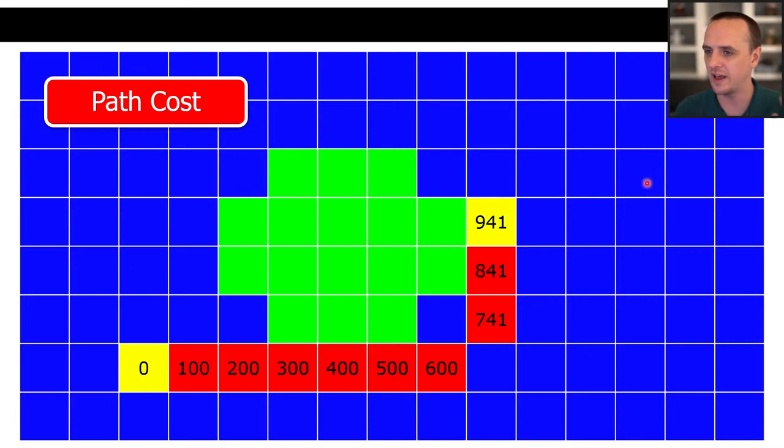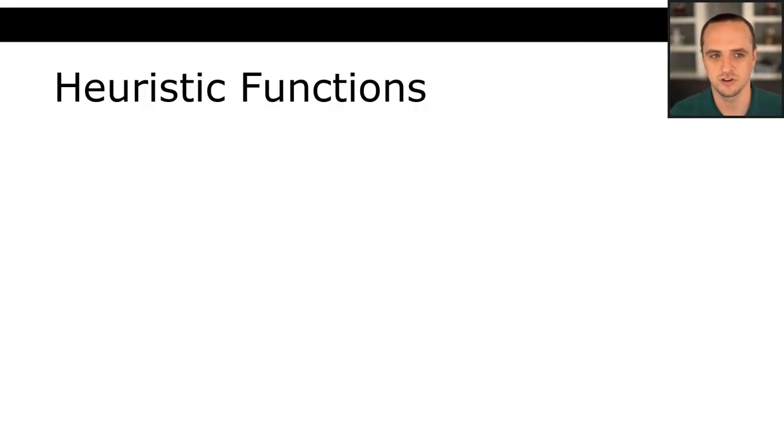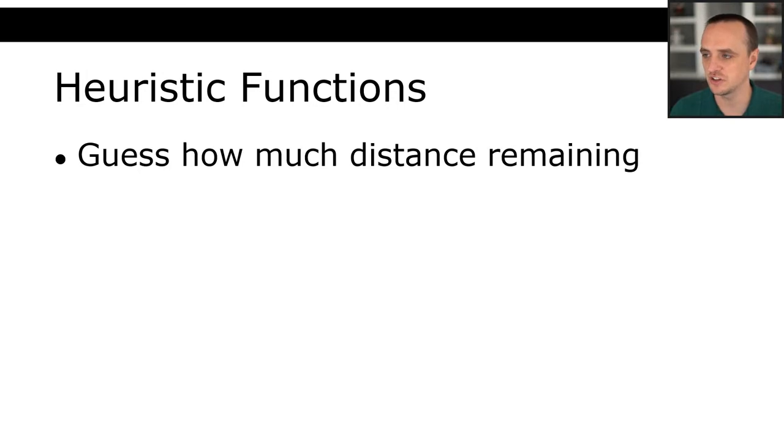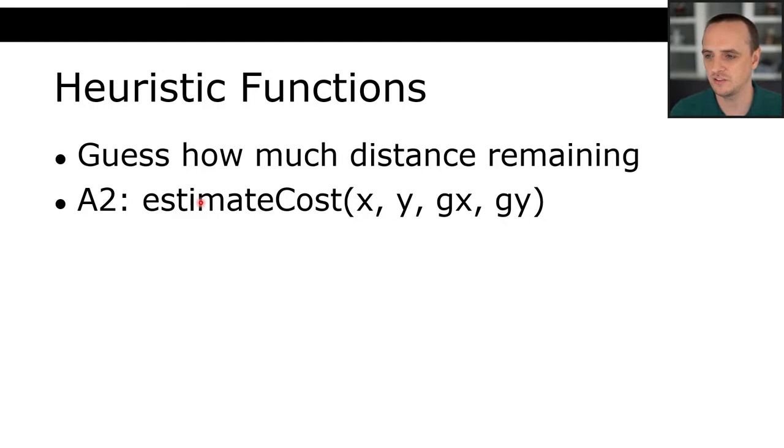Perfect. So now you know all about actions, you know all about costs. Another new thing in this assignment is the heuristic function. We talked about it: it's the guess at how much distance is remaining between the state of a current node and the goal state. So in assignment two, we have a function called estimate cost. Estimate cost takes in a current X and a current Y, and it takes in a goal X and a goal Y.